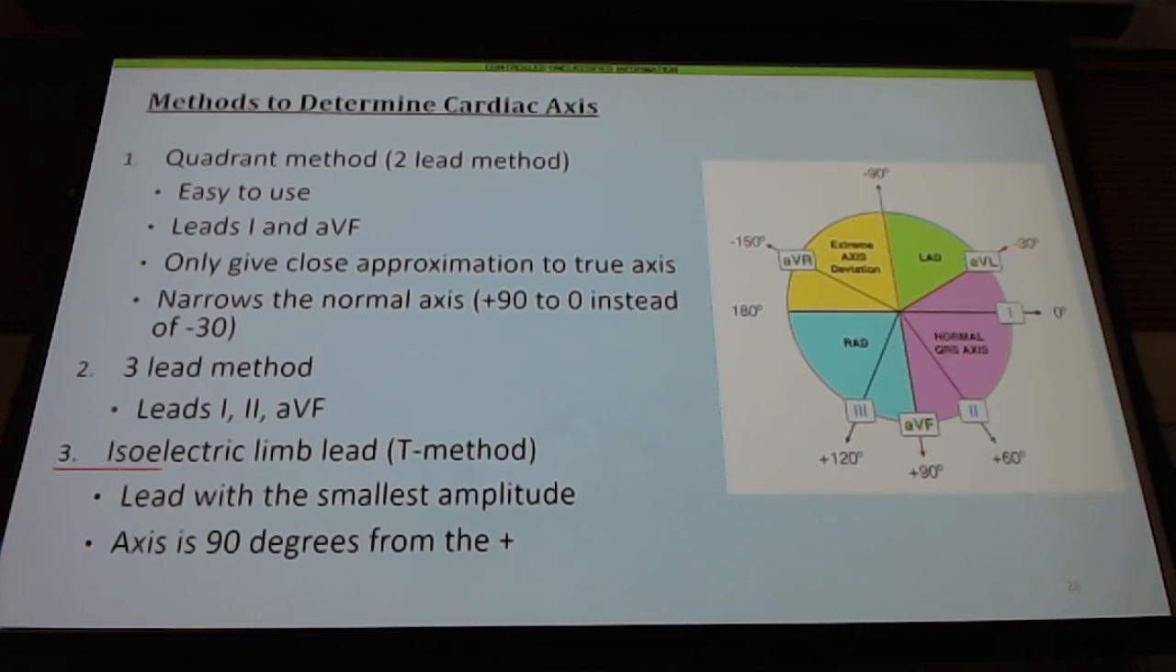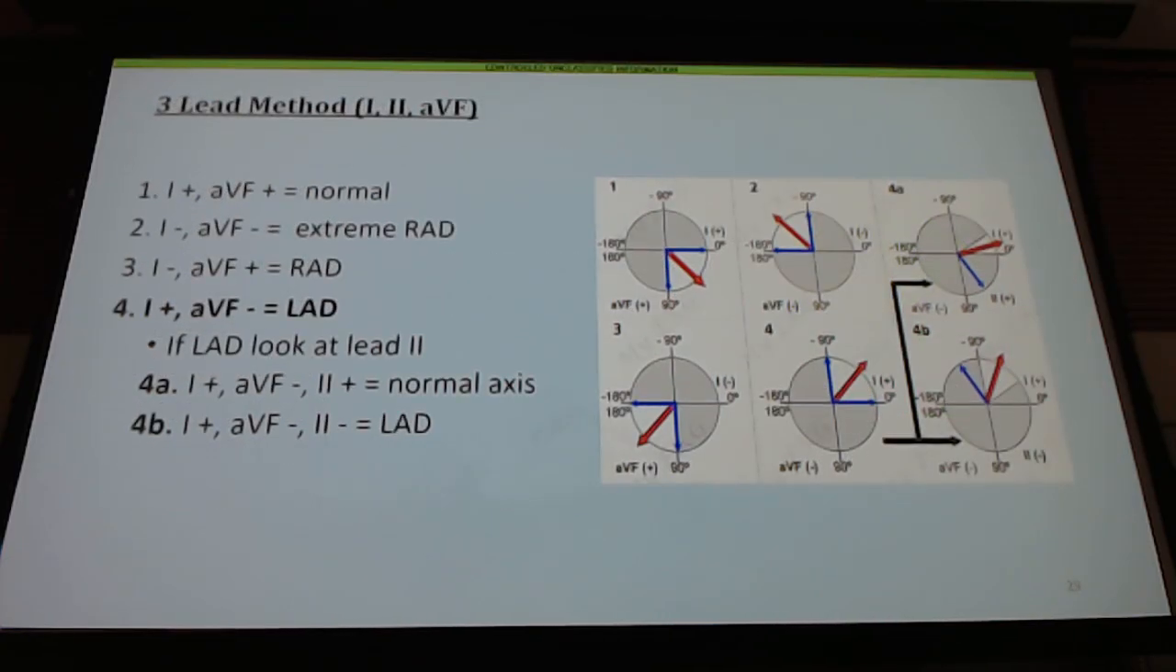Okay. So we're going to do the quadrant method, which is a 2-lead method. And then you only need to use the 3-lead method in a specific situation, okay? So to do the quadrant method, take lead 1 and put it in your left hand, and then take lead ADF and put it in your right hand. And basically you're going to put your thumbs in the direction of the QRS.